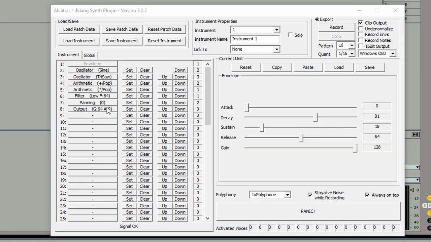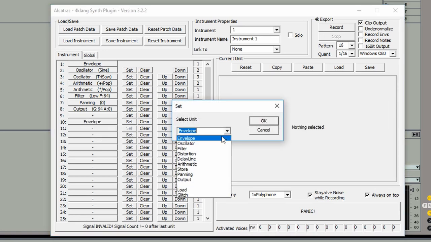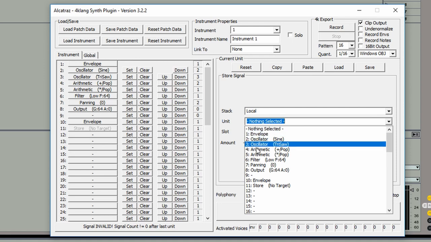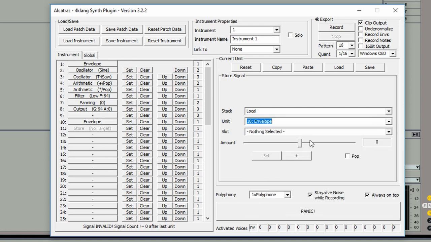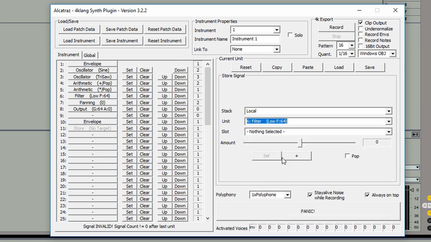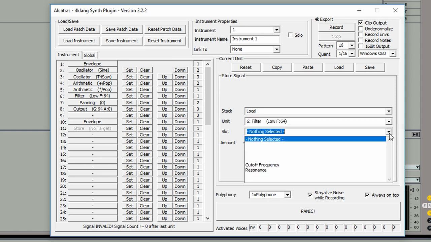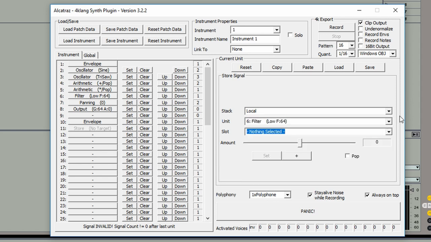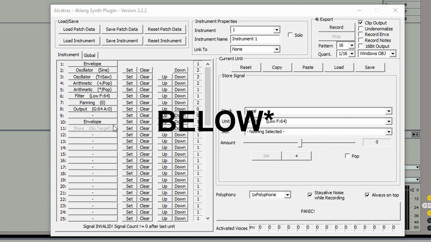Cool. Okay, what we could also do is say that we wanted to have an envelope on this filter. So from the top of my head, what we would do is we would set an envelope, and then we would set a store, and we would refer to envelope. Oh no. We would set it to the filter, and then I don't know. We have the envelope. So the store needs to be above the envelope.